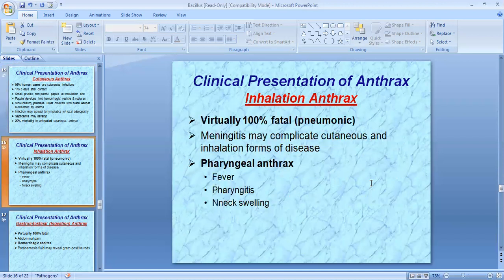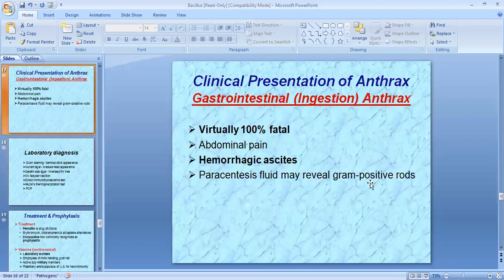In inhalation anthrax, it is 100% fatal. This is pneumonic. Meningitis may complicate the cutaneous and inhalation forms of the disease. There is fever, pharyngitis, and neck swelling. In gastrointestinal anthrax, it is virtually 100% fatal. There is abdominal pain, hemorrhagic ascites, and on paracentesis the fluid may reveal gram-positive bacilli.